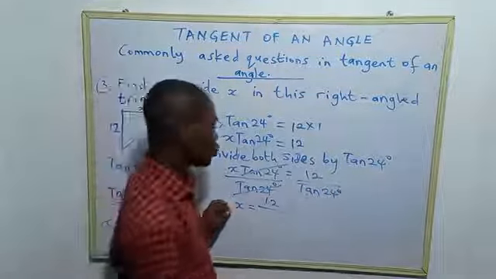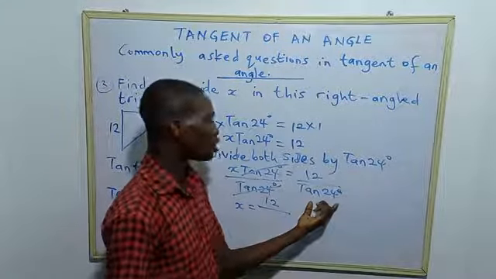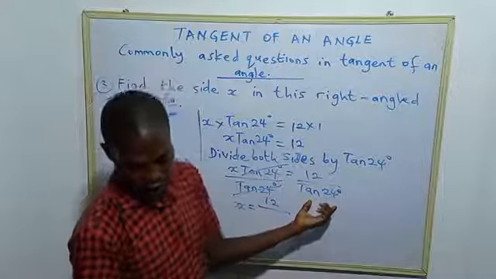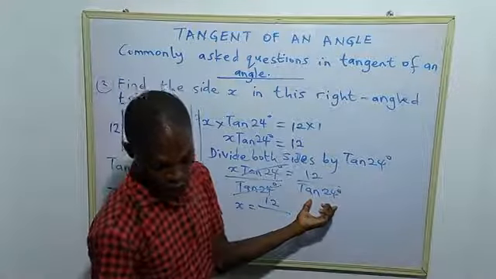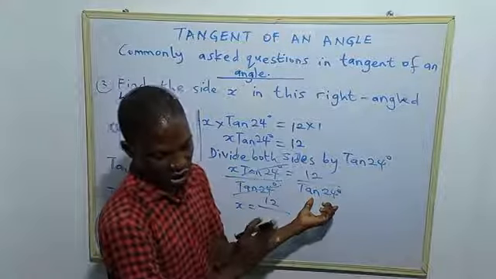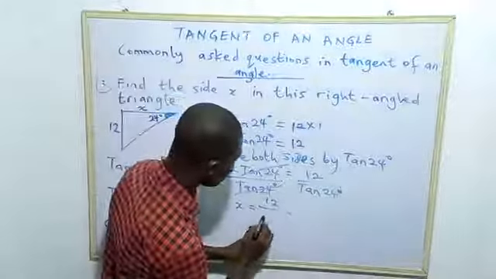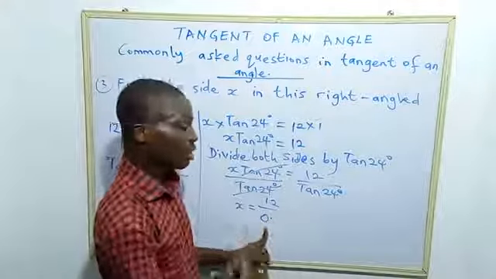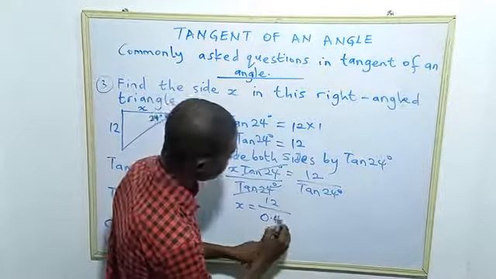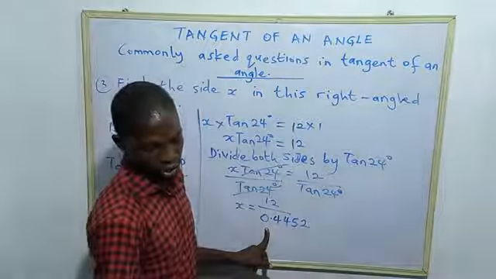We are somewhere here. What do we do? We check the 4-figure table to know the value of tan 24 degrees. In order not to waste time, tan 24 degrees is 0.4452. I've shown you how to check the angle from the last class. That is it.